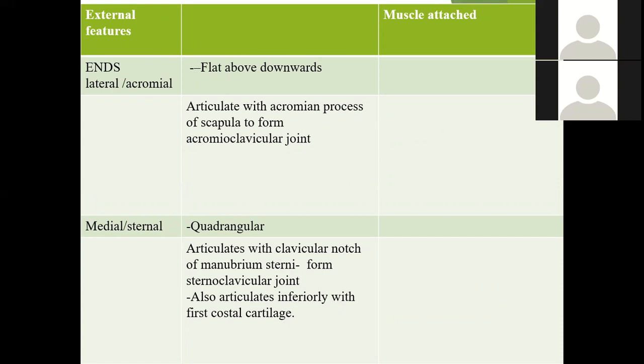When you come to the muscle attachment, the ends don't give attachment for muscles. So the shaft gives attachment for six muscles, and the ends don't give attachment for muscles. They give attachment for ligaments.